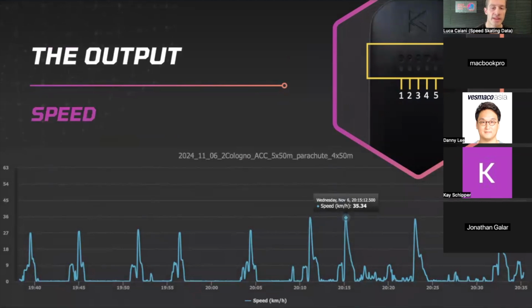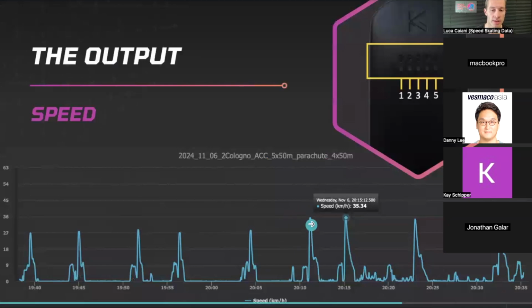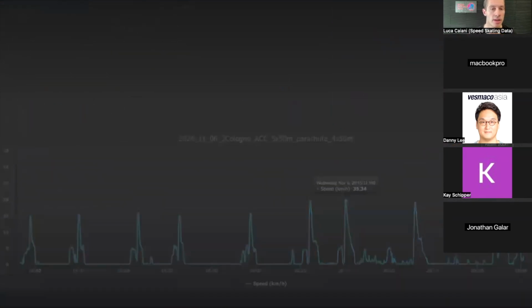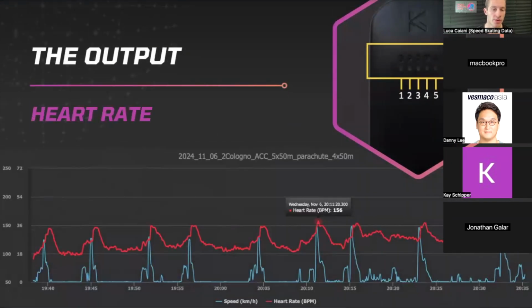What does this type of device give us? Speed, of course. This is a sprint session we did with one of my athletes with the parachute. As you can see from the difference in speed, the first 5 reps were with the parachute, and the last 4 series were without the parachute. The second output we can have is heart rate, of course, by pairing our heart rate monitor. As you can see, for a sprinter, looking at heart rate is not that useful.